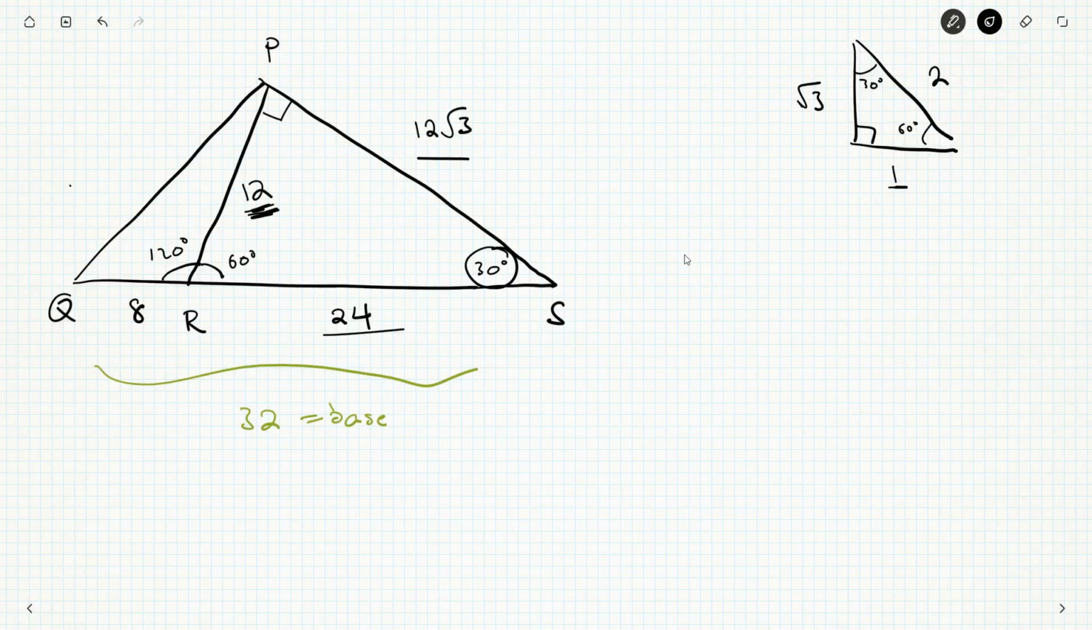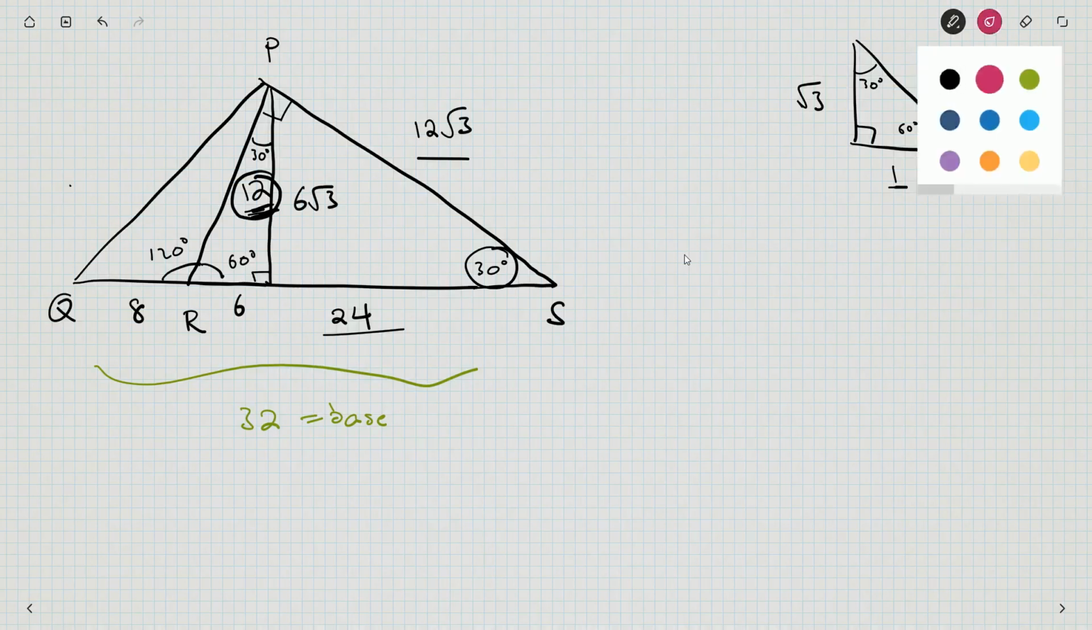Could I get the height? Well, let's drop a perpendicular from P down here. Now, because of this 60 degrees, I know I can put a 30 degrees up here. And oh, look at that. We've got another 30, 60, 90. But now the 12 is the hypotenuse. So the side opposite the 30 degrees, the smaller angle, is going to be 6. Not that that matters. But this is going to be 6 root 3. And that does matter because now I know the height.